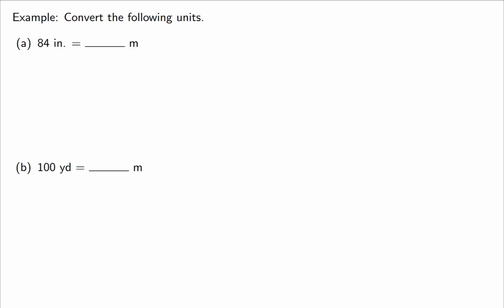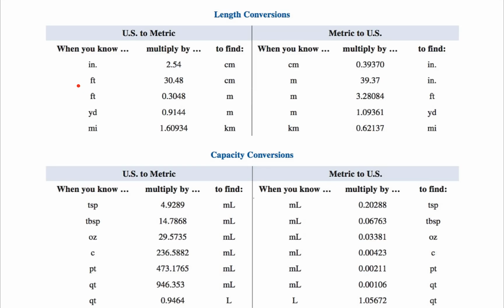Now let's do some more regular examples. 84 inches to meters. If we're going from inches to meters, let's go back to our table. What you'll notice is, unfortunately, there is no conversion from inches to meters. There's just inches to centimeters. Now we can work with that, or you could convert inches to feet and then go to feet to meters. Another option you could do is, notice there is a meters to inches. If you really wanted to, you could divide by this number. So that's a few different approaches.